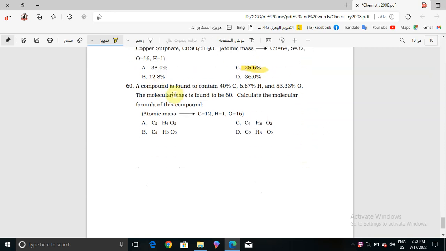Okay, now question number 60. A compound is found to contain 40% carbon, 6.67% of hydrogen and 53.33% of oxygen. The molecular mass is found to be 60. Calculate the molecular formula of this compound, and the atomic mass is given here, so the correct answer will be C2H4O2. So the correct answer for question number 60 will be choice D.